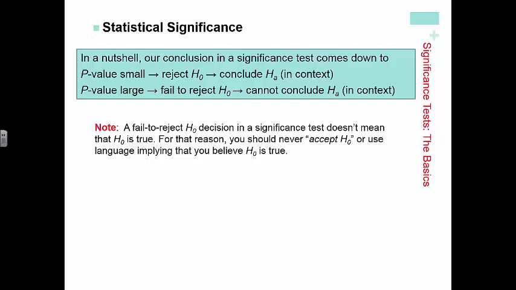It's not that you proved them to be telling the truth. You didn't prove them to tell the truth. You just said, I don't have enough evidence to go against what you're saying. Now remember, you always reject or fail to reject your null, and you always conclude in terms of your alternative. So I reject my null hypothesis and I conclude in favor of my alternative. But if I fail to reject the null, I cannot conclude in favor of my alternative. And you always say that in context.